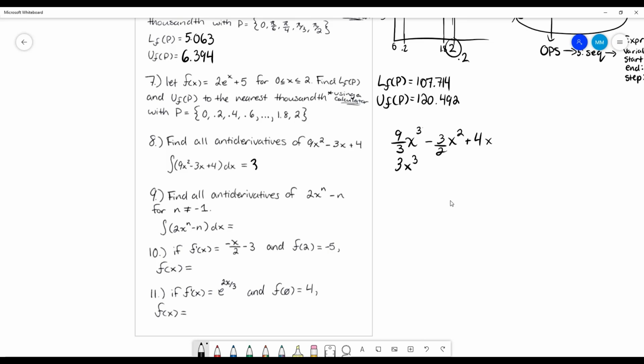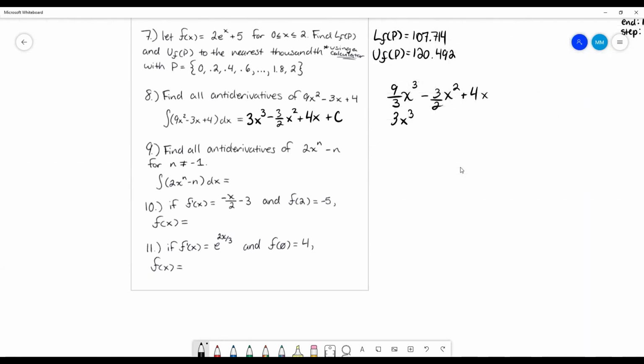So what we got there is 3x cubed minus 3 halves x squared plus 4x plus c, because we don't know if there's an extra constant, and because this isn't a definite integral, we can't solve for that. We can't figure that out. So there may or may not be a constant, so we use that plus c, and this is all of our antiderivatives for that.